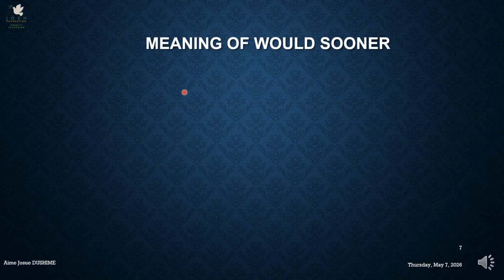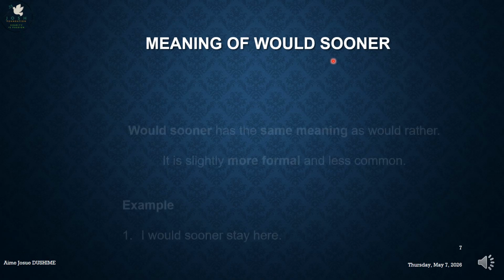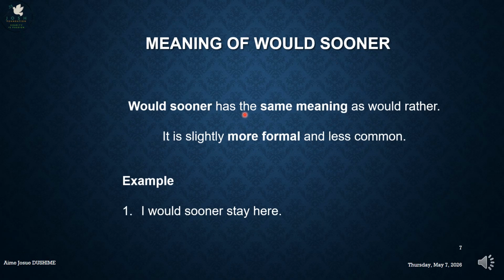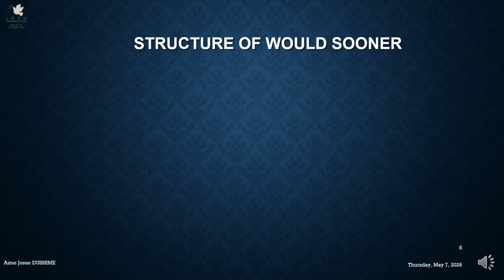Now, meaning of would sooner. We have seen would rather. Now let's go to would sooner. Would sooner has the same meaning as would rather. It is slightly more formal or less common. People like to use would rather instead of would sooner, but they are the same in terms of meaning. I would sooner stay here, the same as I would rather stay here.